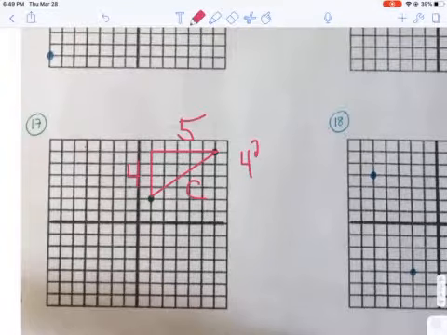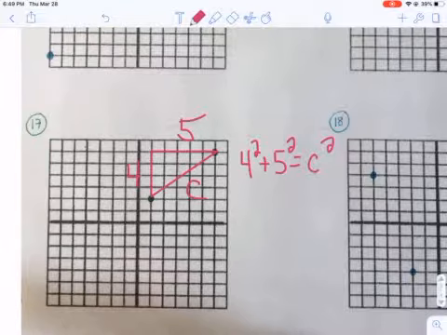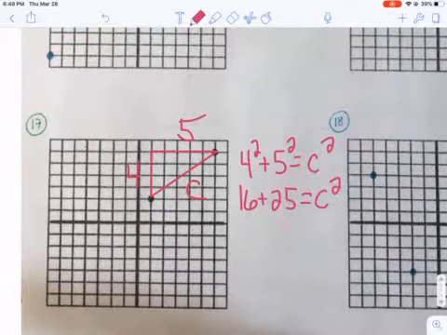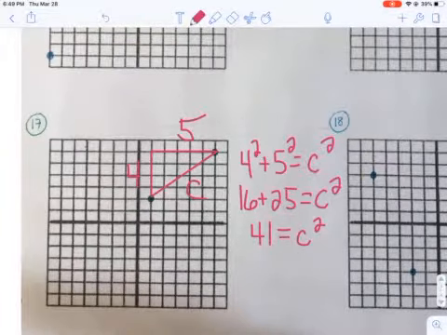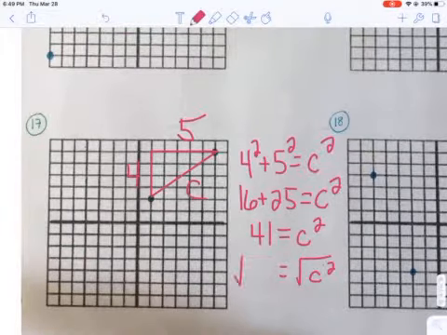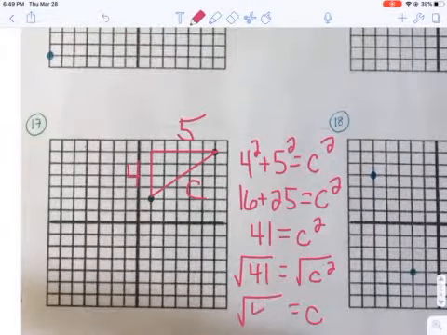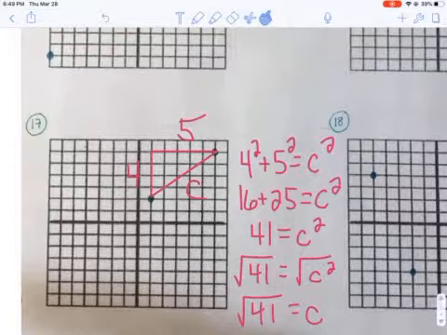So 4 squared plus 5 squared equals c squared. I get 16 plus 25 equals c squared. 16 plus 25 gives me 41 equals c squared. Now, again, how do I undo a square? I've got to square root it. If I do something on one side, I've got to do it to the other. That leaves me with c equals the square root of 41, and that's all we're expecting you to do right now. You have to simplify it or approximate it. That's all you're going to be doing.